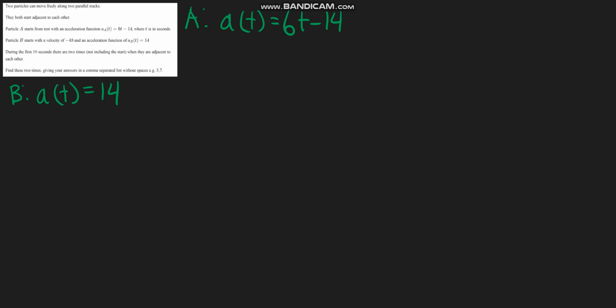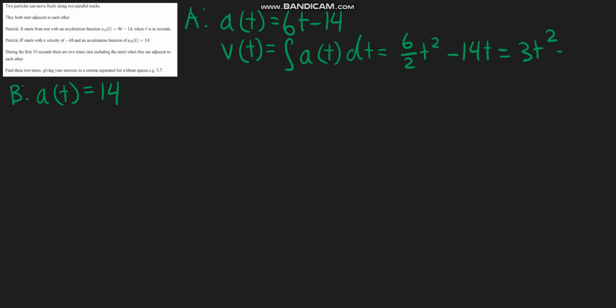Okay, so first we want to find the velocity function for particle A. To do that, we're going to take the integral of acceleration, which becomes 6 over 2 t squared minus 14t. And that's going to simplify to 3t squared minus 14t plus c.